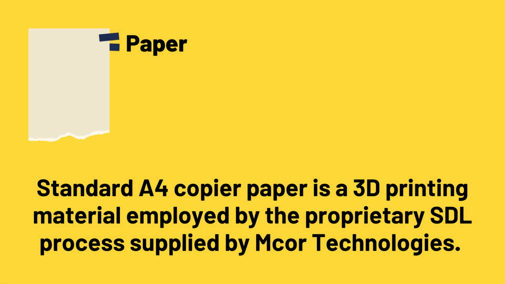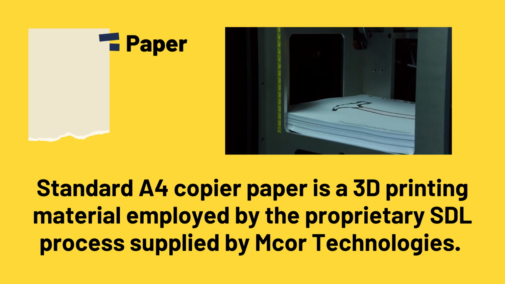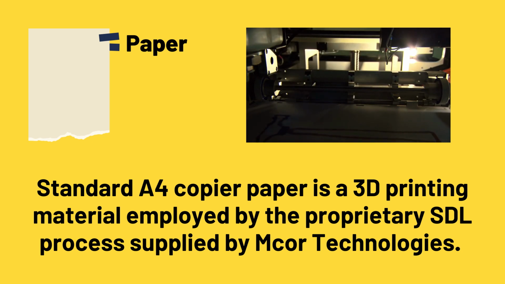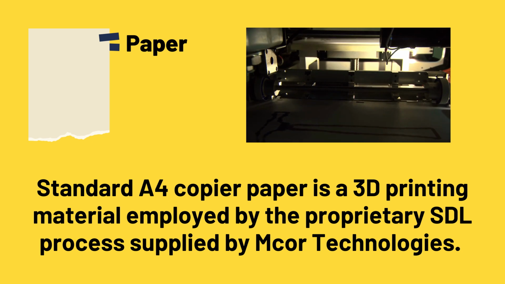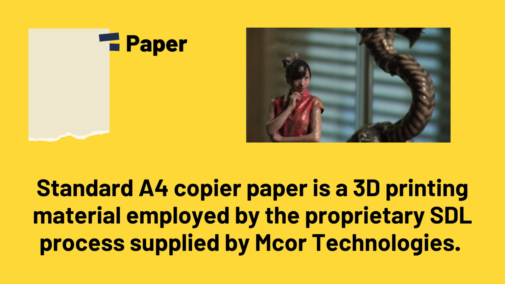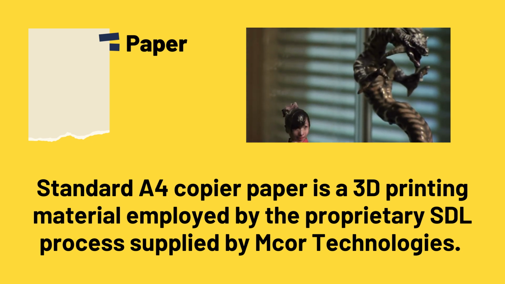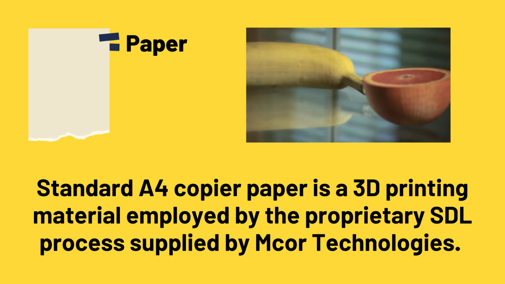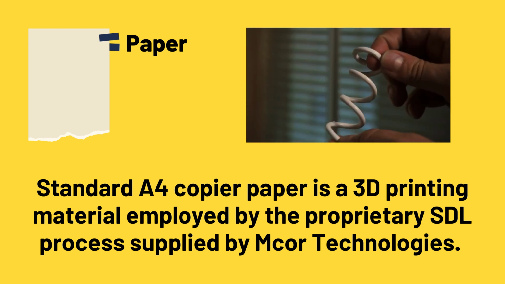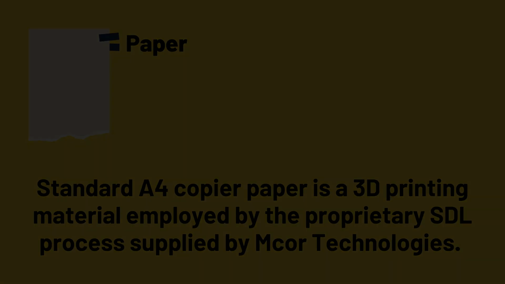The next material is paper. Standard A4 copier paper is a 3D printing material employed by the SDL process developed by Amcor Technologies that we have discussed earlier. 3D printed models made with paper are safe, environmentally friendly, easily recyclable, and require no post processing at all.